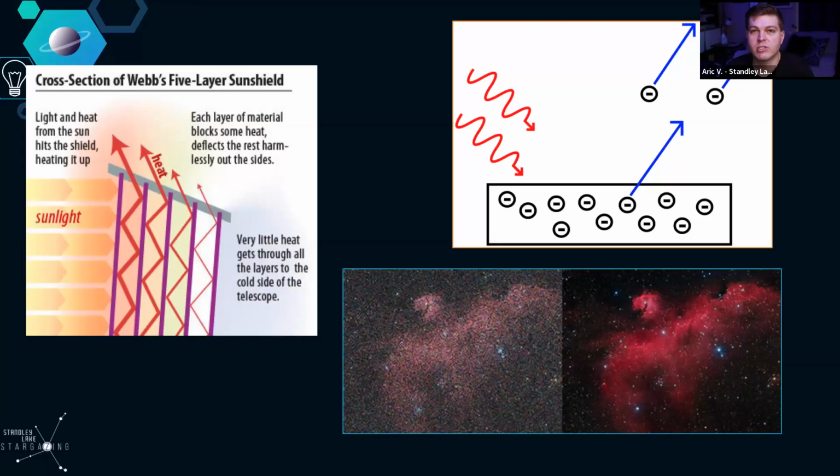By the time you reach that fourth one, you have enough of that thermal energy rejected that it's cold enough to basically block all the unwanted heat noise from the sun. And now you have a cold enough detector that it can start looking for very faint signals of the early universe. And then that fifth one is just there for redundancy's sake.